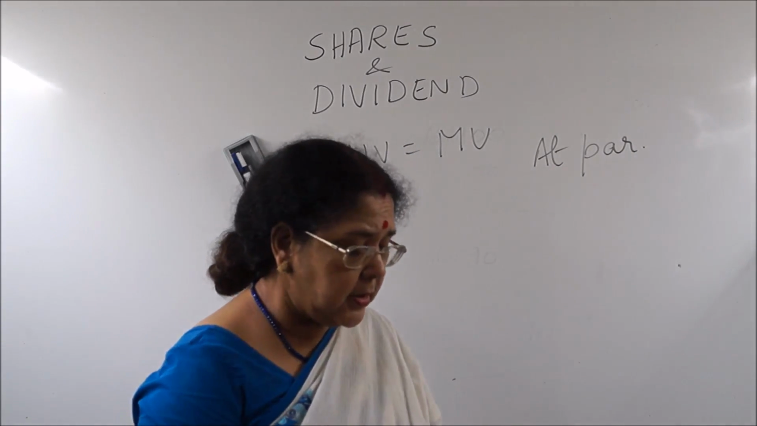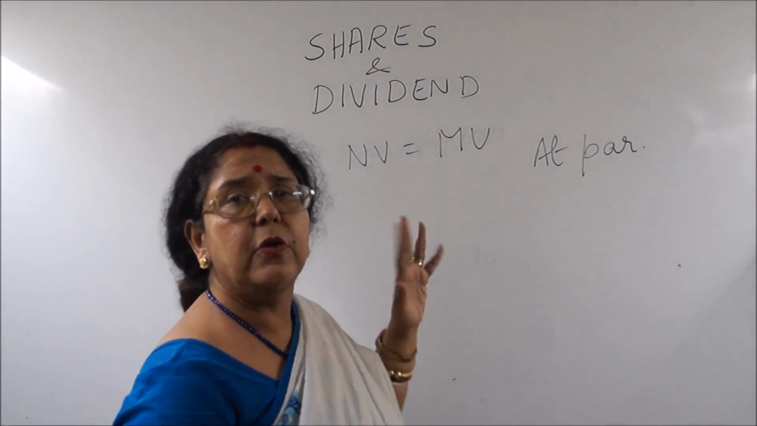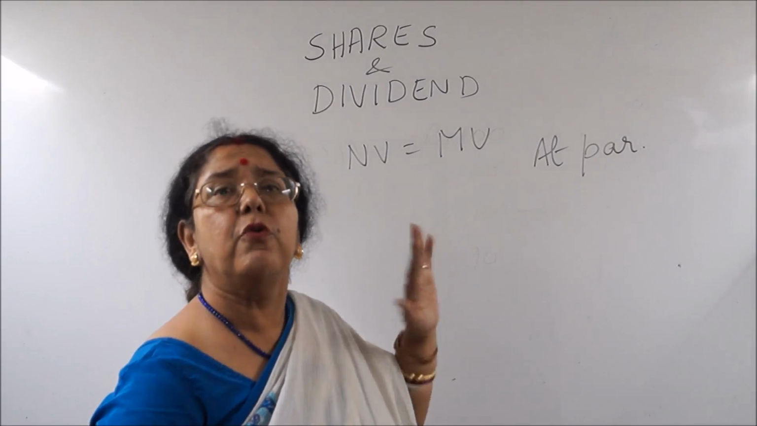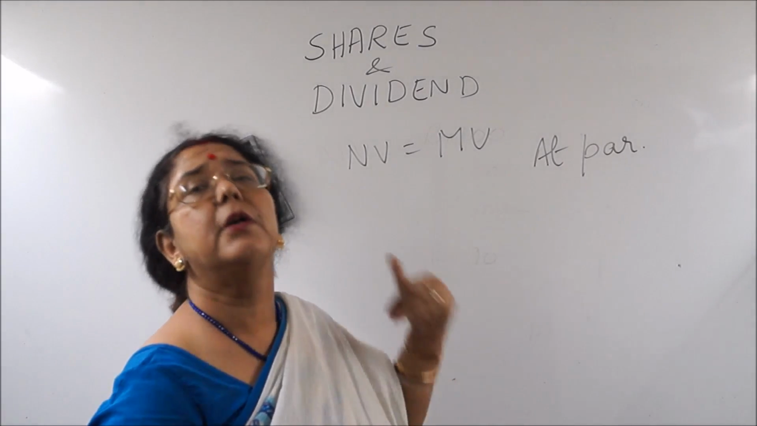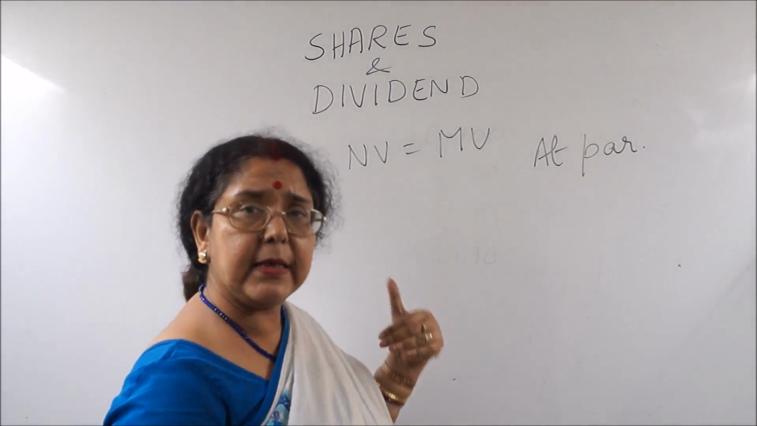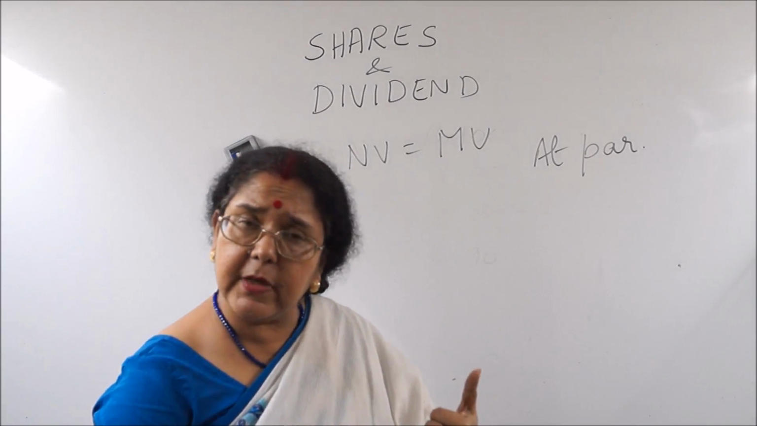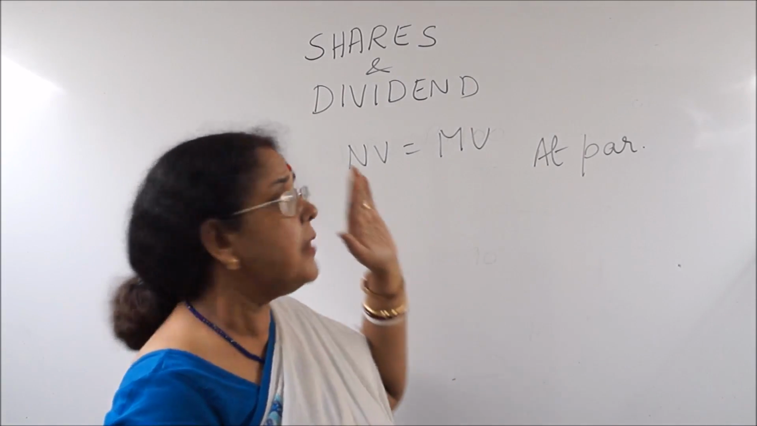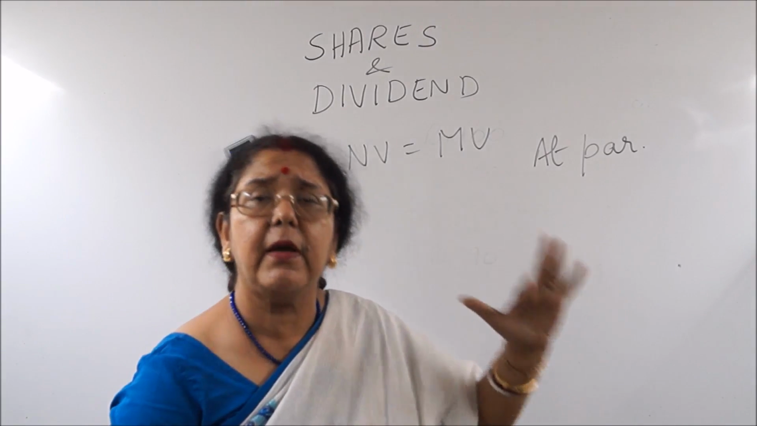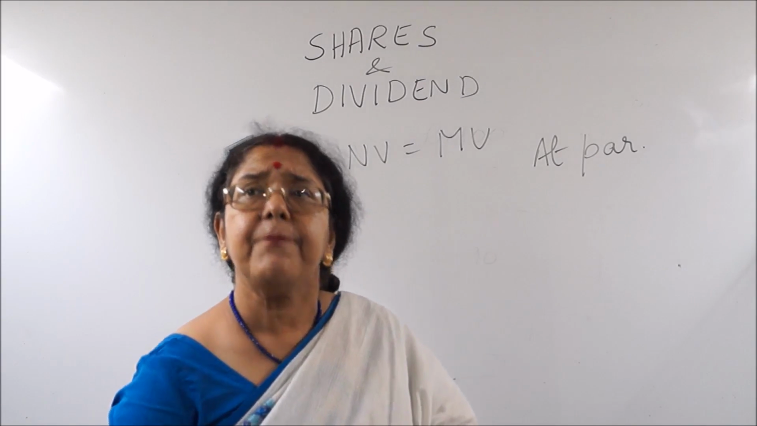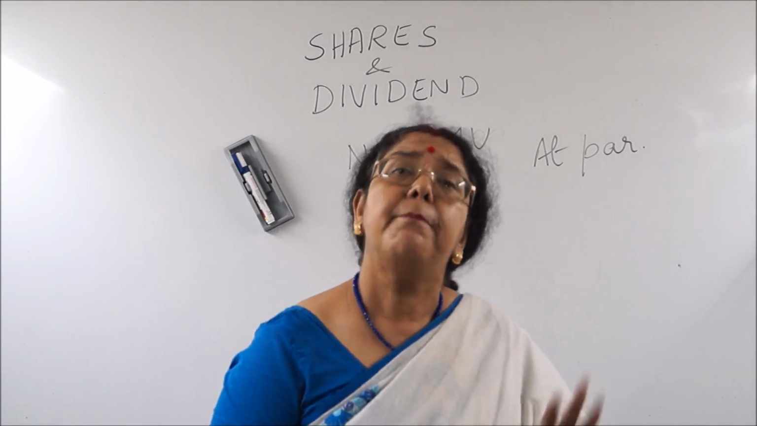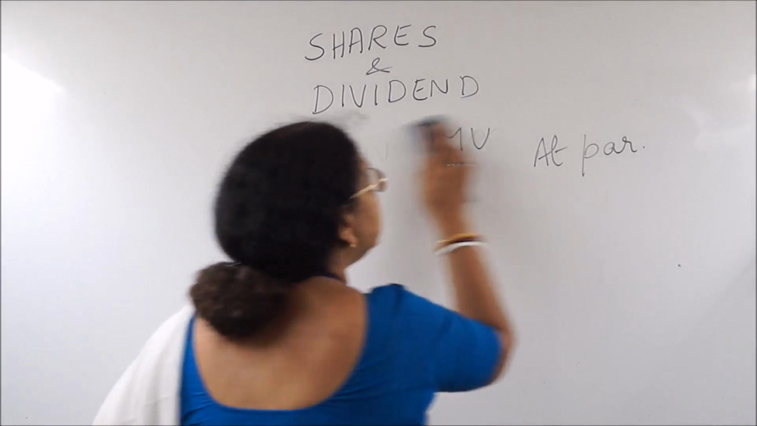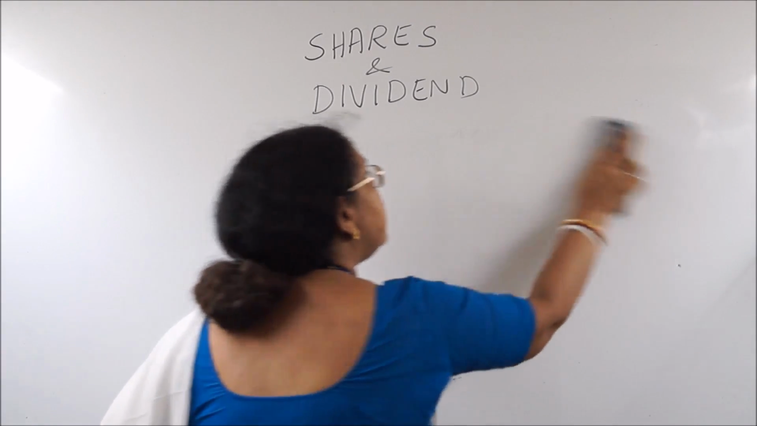Is it clear, children? So when the market value is greater than the nominal value, we say shares are sold at a premium. When the market value is less than the nominal value, then we say that the shares are sold at a discount. And when the market value and the nominal value both are equal, then we say shares are sold at par.